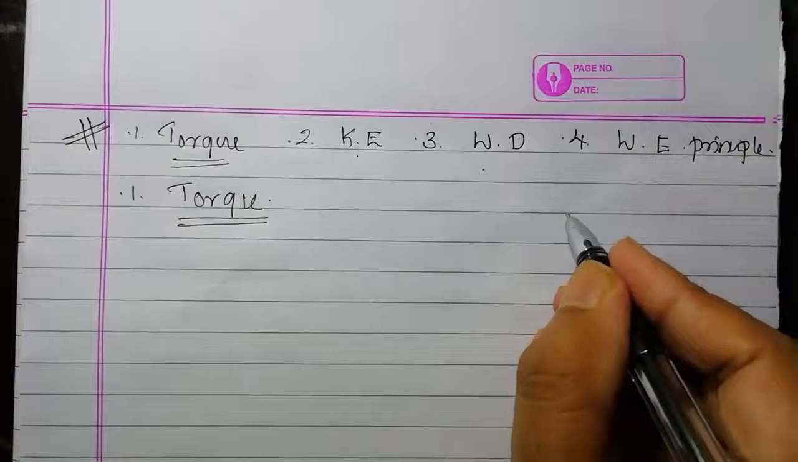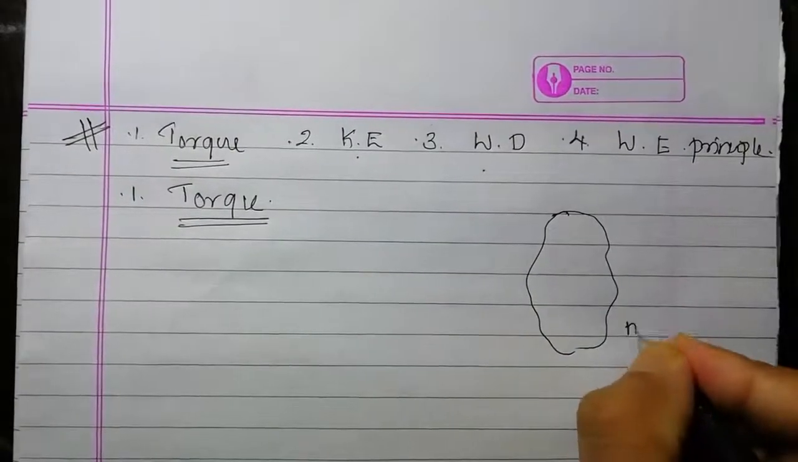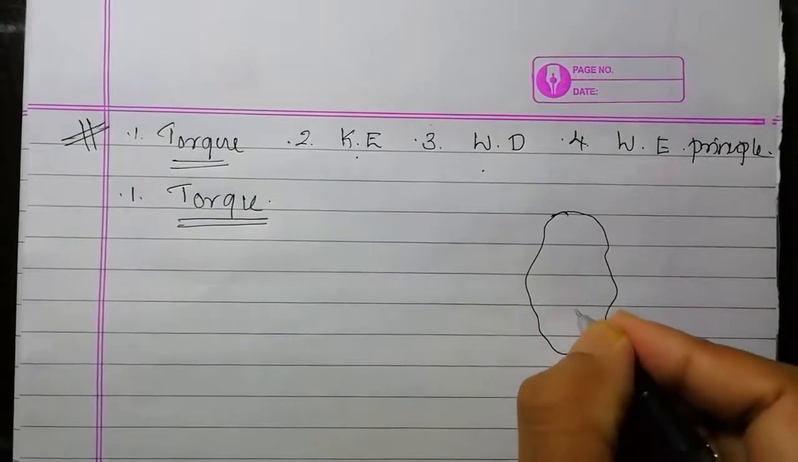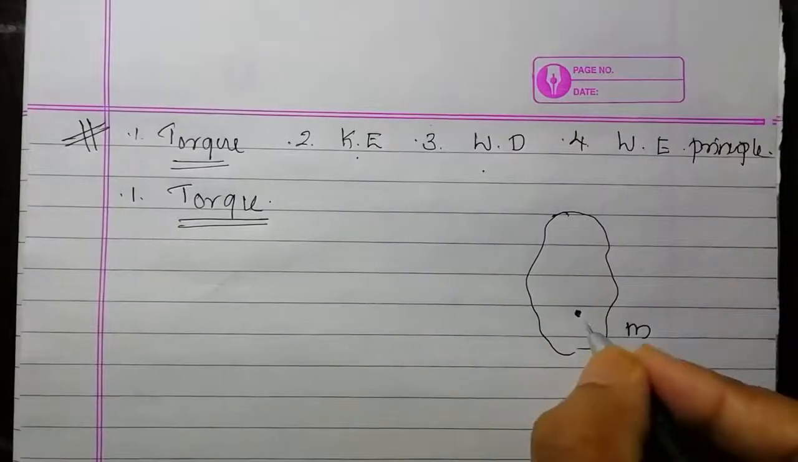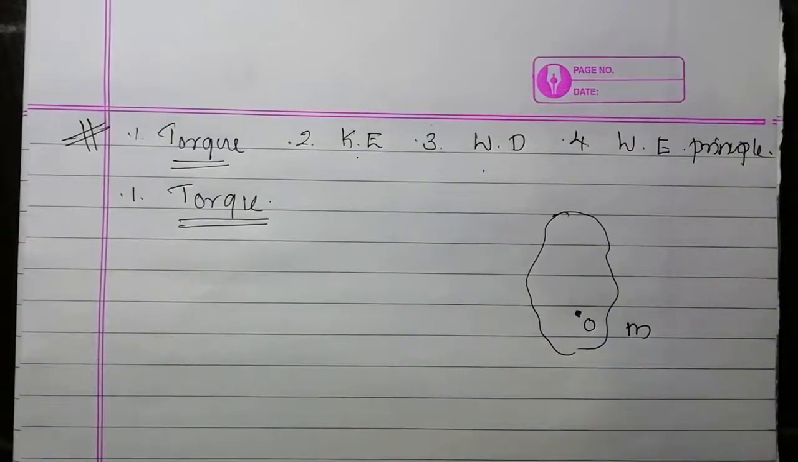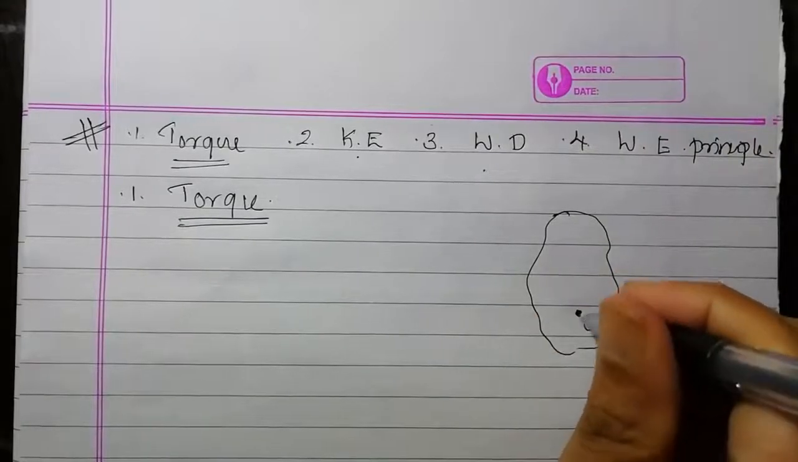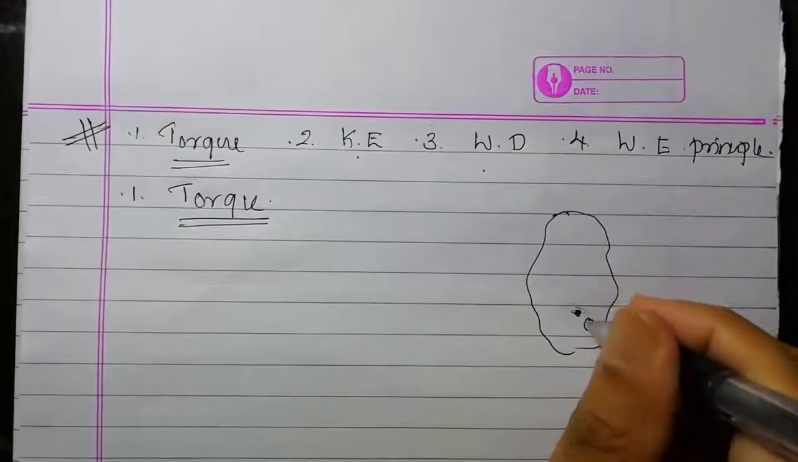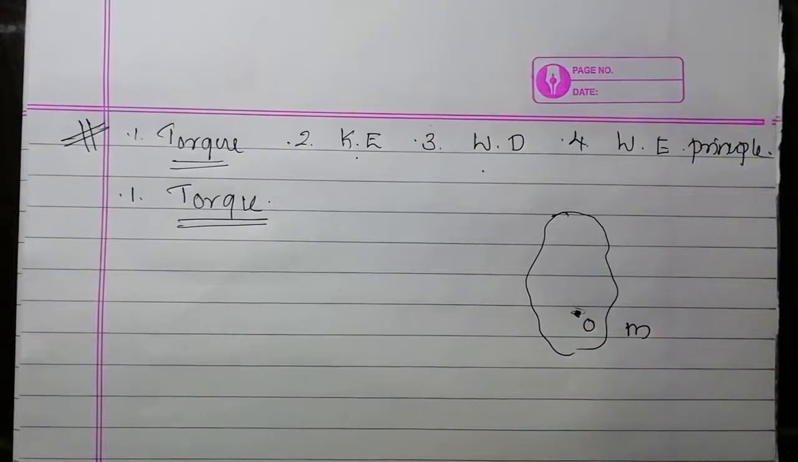So for that, consider a rigid body having mass m. Also assume that this body is rotating with respect to the axis, or with respect to the point O. Suppose this rigid body, having any arbitrary shape, is rotating about an axis passing through the point O perpendicular to the plane of the paper.